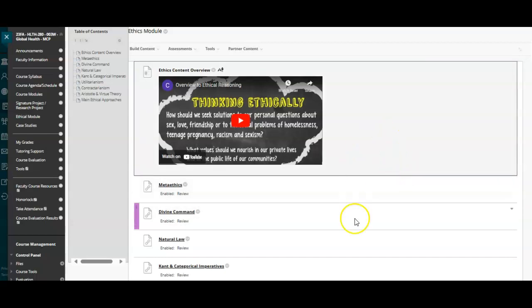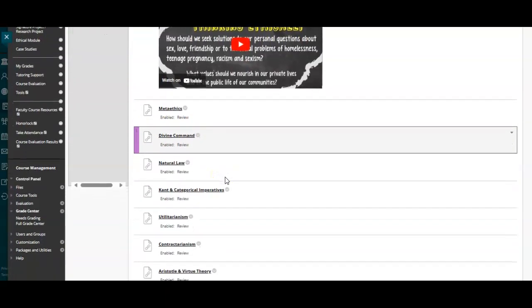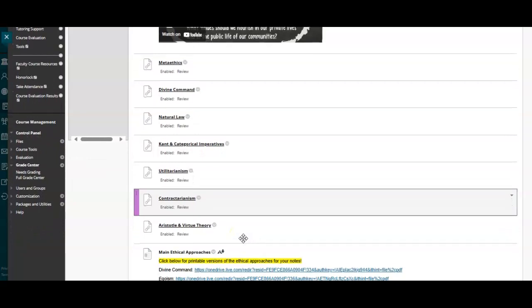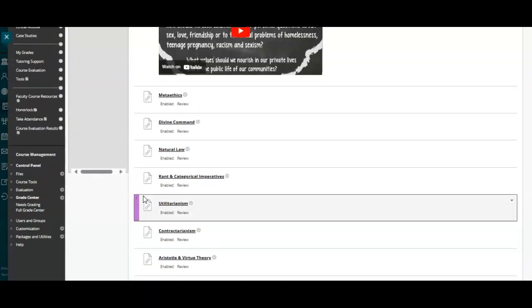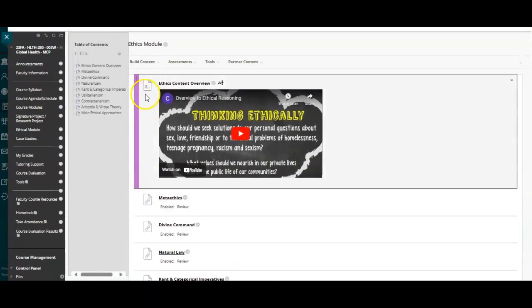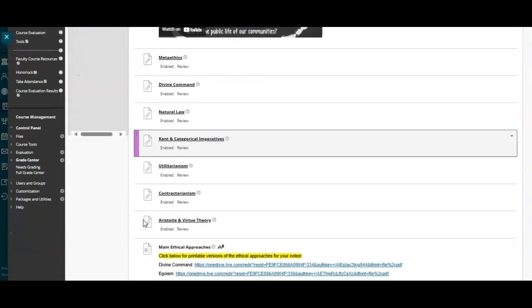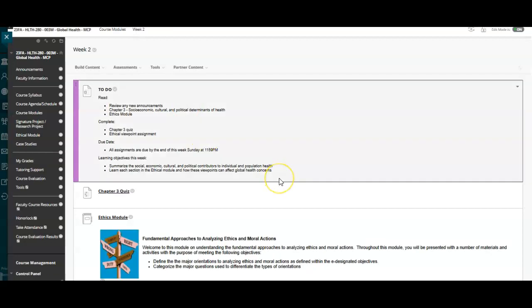We're looking at it from our own personal standpoint, and so this can sometimes put a name to what that standpoint is. So here you'll see we have metaethics, divine command, natural law, Kant, categorical imperatives, utilitarianism, contractarianism, Aristotle, virtue theory, and then you'll also have printable versions down below for your own notes. I would recommend taking the time to go over each one of these individually, looking at the printouts, and then moving into the discussion board.